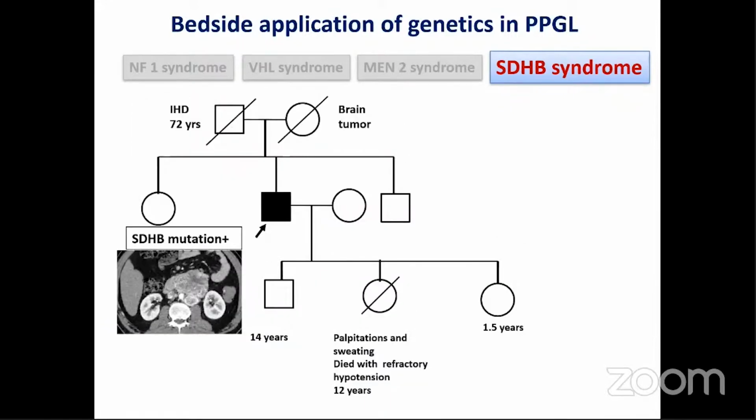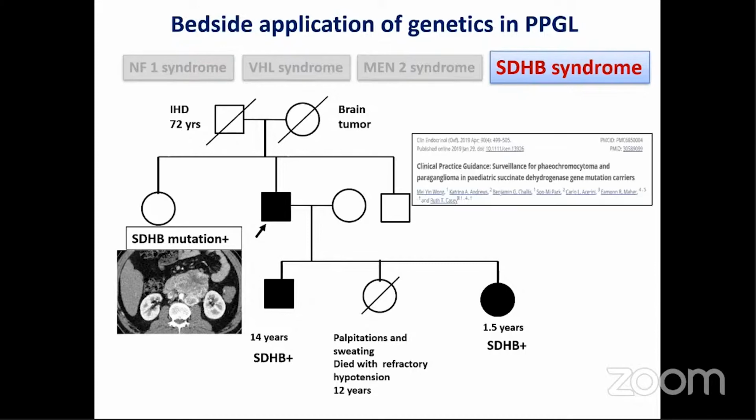Very disheartening is that there was also another girl who died at the age of 12 years because of refractory hypertension without a diagnosis, whereas another child, who is around 1.5 years of age now, is also a carrier who has been closely monitored for the development of PGL.